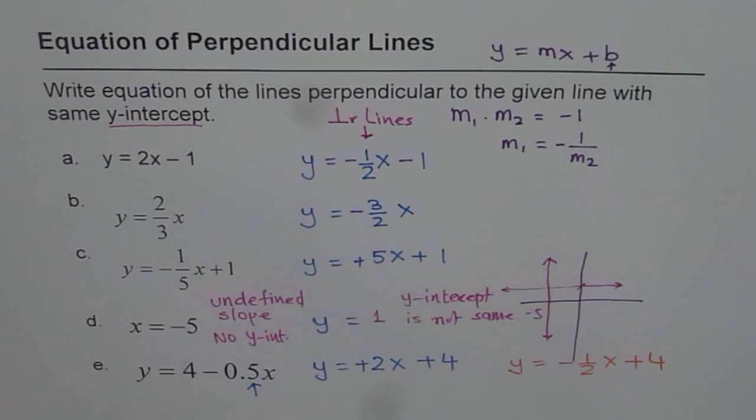So except for one question, which is part D, we can write equation of all those given lines with the same y-intercept. Remember, if the question was to write equation of this line with same y-intercept, the answer really is there is none, okay? Since the line x equals minus 5 really does not have a y-intercept.